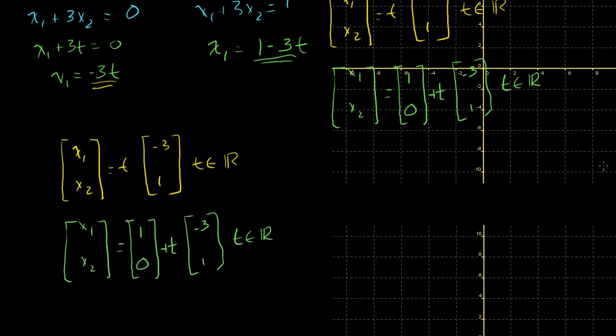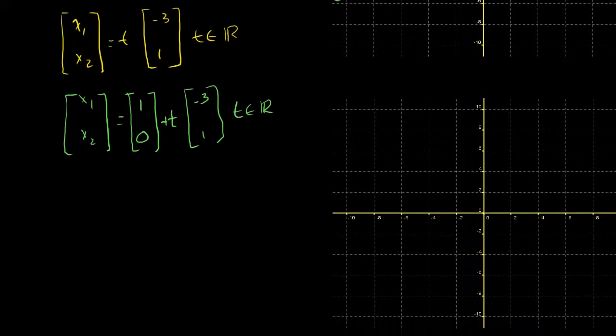Let me put my pen back on. And now what I can do is graph it right here. So let's see. The solution set for that first equation is all the multiples of the vector minus 3, 1. So the vector minus 3, 1 looks like this.